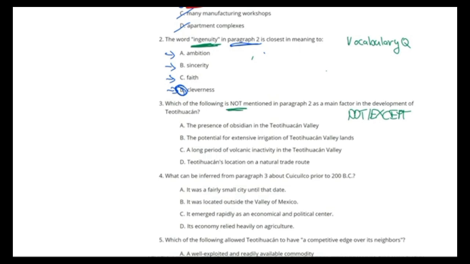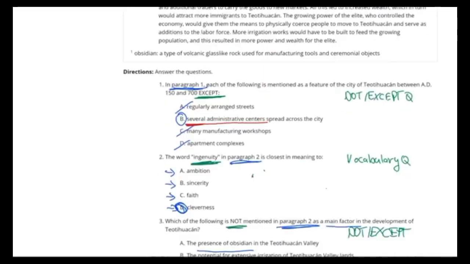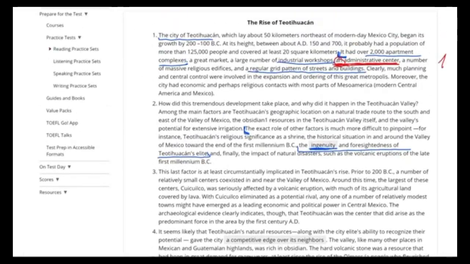Let's quickly have a look at the factors. A talks about the presence of obsidian in the valley. B talks about the potential for extensive irrigation. C, a long period of volcanic inactivity. And D talks about the location on a natural trade route. Let's jump to paragraph 2 and let's have a look which one of those is mentioned as a main factor in the development of the city, and then we know which one is not mentioned as a factor. So paragraph 2, here we are.